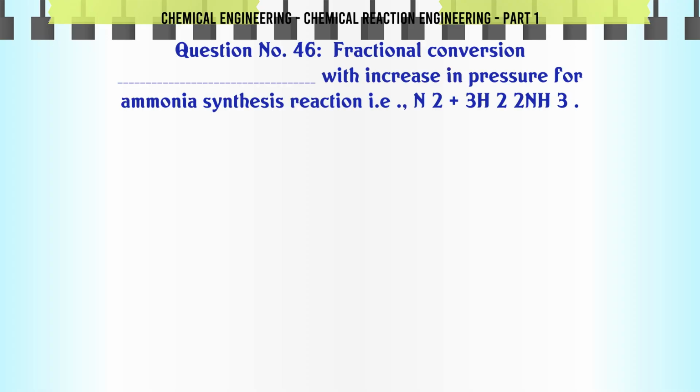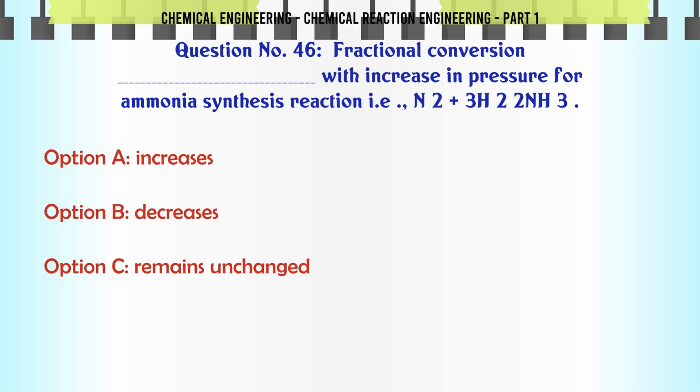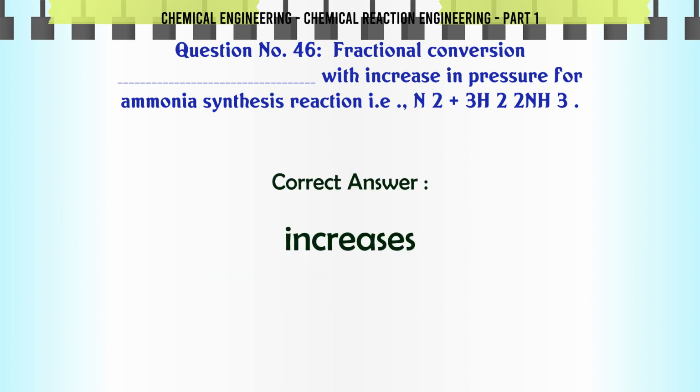Fractional conversion dash with increase in pressure for ammonia synthesis reaction, that is, N2 plus 3H2 gives 2NH3. A. Increases. B. Decreases. C. Remains unchanged. D. Unpredictable from the data. The correct answer is increases.